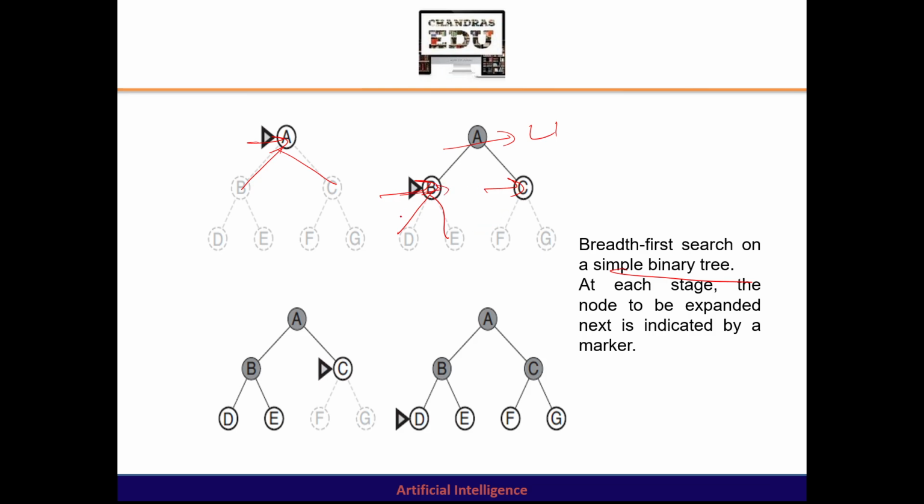So after B, the next element explored will be C in that same level. As level 2 is also completed, it will explore the next level elements. So for B, D and E will be explored, and after that, for the next element C, F and G will be explored.